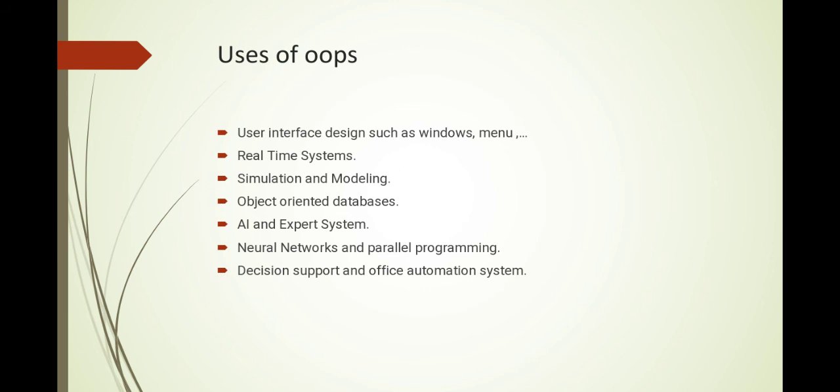AI and expert systems. AI is artificial intelligence, which is used to create robots, games and all types of applications. Neural networks and parallel programming, decision support and office automation systems are all applications that you are going to create using object oriented programming.